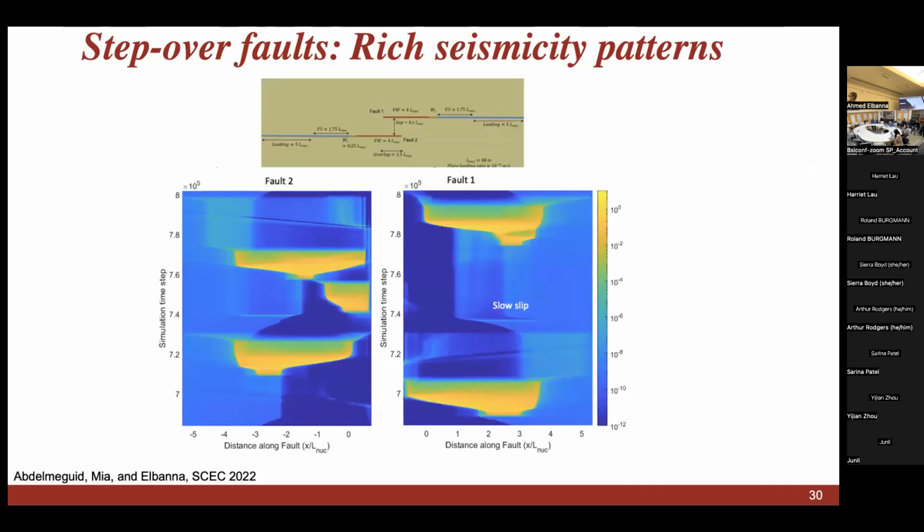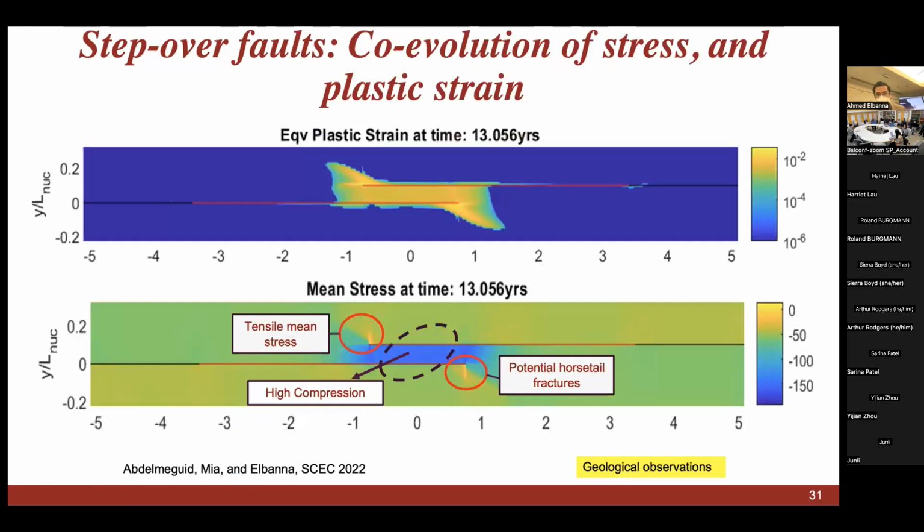You could see that in this case, one fault would rupture and then it arrests. And then it causes a stress perturbation that creates another rupture on the second fault. And then you get a more complex sequence of events on the second fault before the rupture starts again on the other faults. So there's an important interaction that happens here between the two faults.